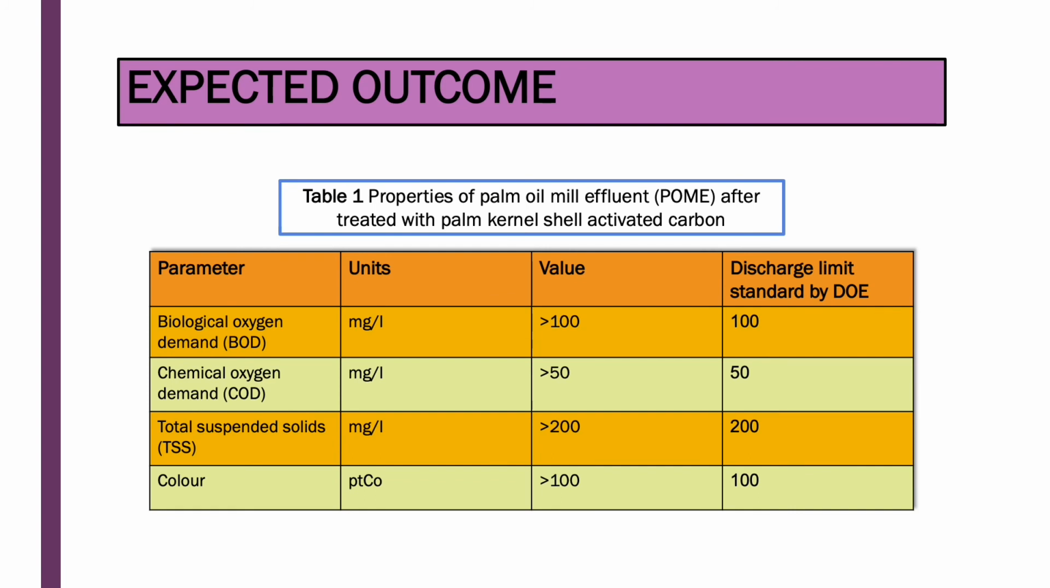Next, let's move to the expected outcome of this research. After being treated with palm kernel shell activated carbon, the properties of POME are expected to meet the discharge limit standard set by DOE, which is below 100 mg per liter for BOD, below 50 mg per liter for COD, below 200 mg per liter for TSS, and below 100 platinum cobalt for color.